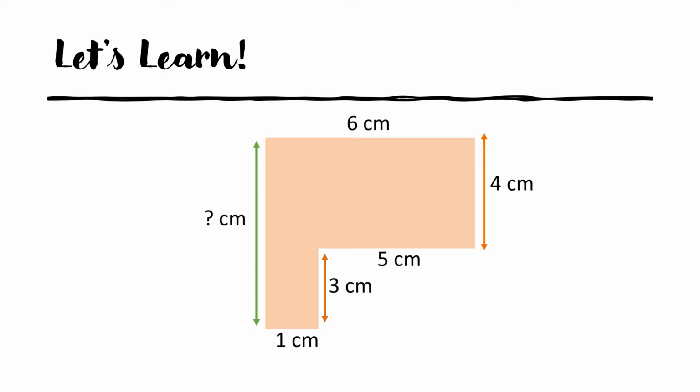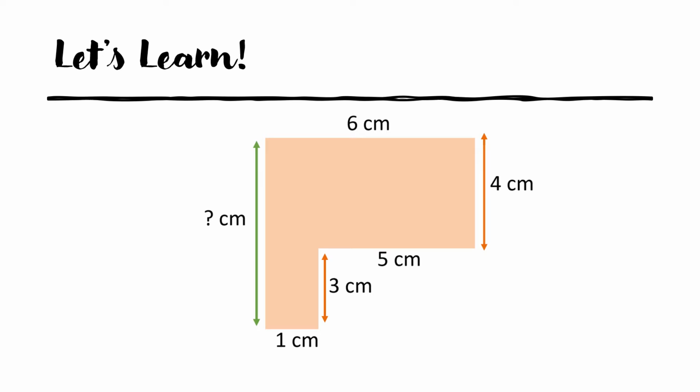So I know that the opposite sides of a rectangle are equal in length. So I can add these two sides together to work out my green line. What is 4 add 3, Key Stage 2? I know you can do that really quickly in your heads. Fantastic. It is 7 centimetres. So the length of my green line is 7 centimetres.